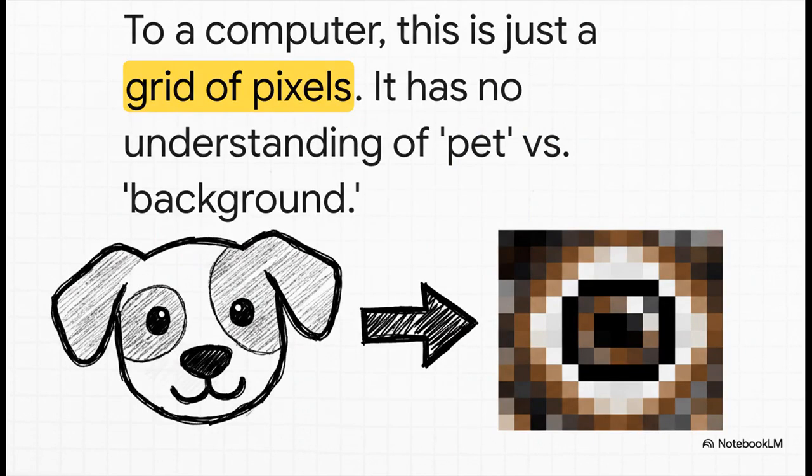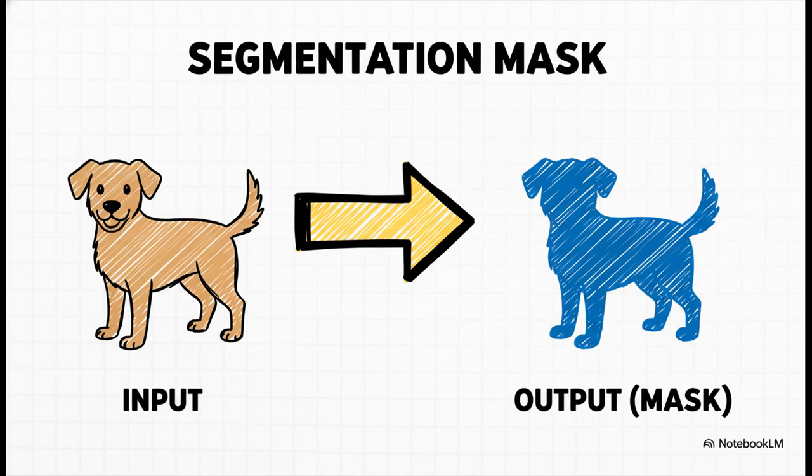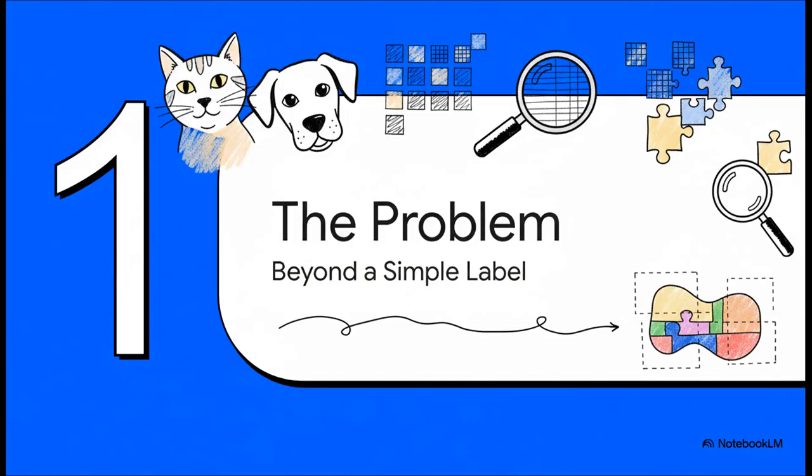Okay, so this is where it all begins, with a totally normal picture. To you and me, that's a cute animal. But to a computer, it's just a giant grid of numbers, a spreadsheet of color values. It has no idea what a dog is or what the background is. This is our starting point. And this is the goal. A perfect pixel-for-pixel map, where every single tiny dot is labeled either pet or not a pet. This amazing map is called a segmentation mask, and we are about to pull back the curtain and see exactly how it's done. So first, let's get into the problem itself.